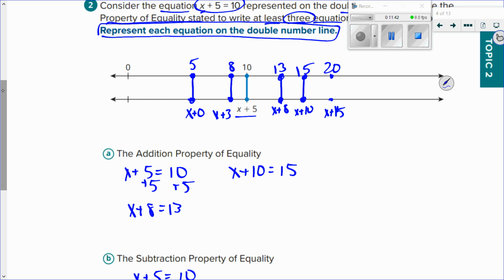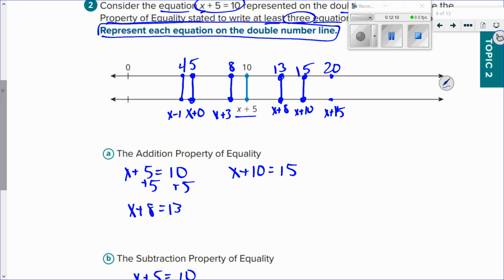Now, could I go further? Yeah? What if I went one more? What if I went x minus 1? What would x minus 1 equal? 4. Does this make sense to you guys? Are you seeing that if I add or subtract the same number to both sides of my equation, it stays equal? Yes. Okay? Major concept, guys.